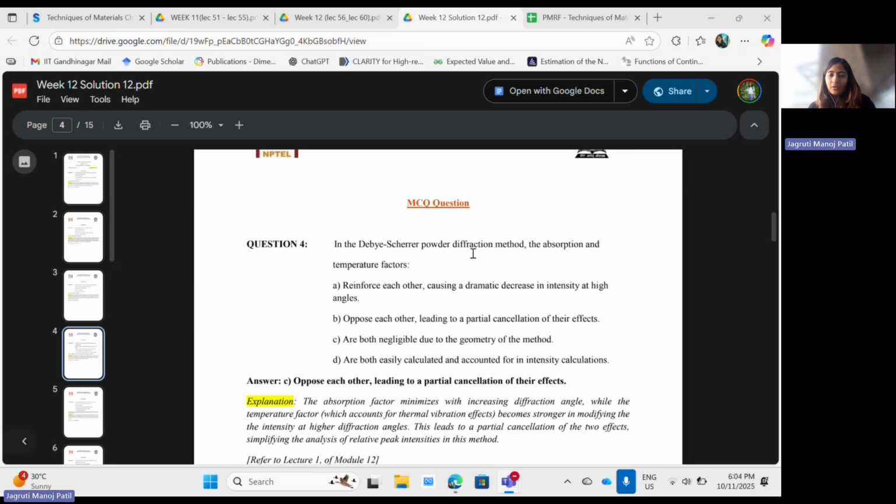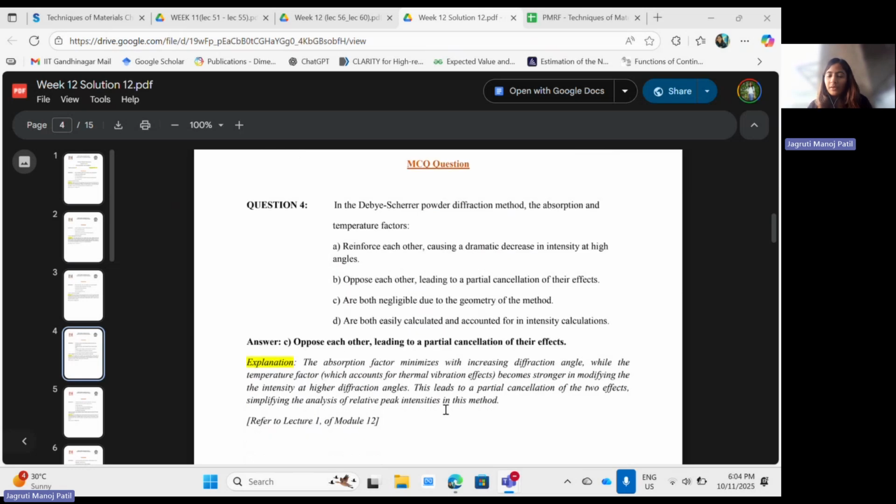In the Debye-Scherrer powder diffraction method, the absorption and temperature factors, what do they do? They all oppose each other. Why do you know that? Because it leads to a partial cancellation. So it will minimize the effect at the diffraction angle, while the temperature factor also.